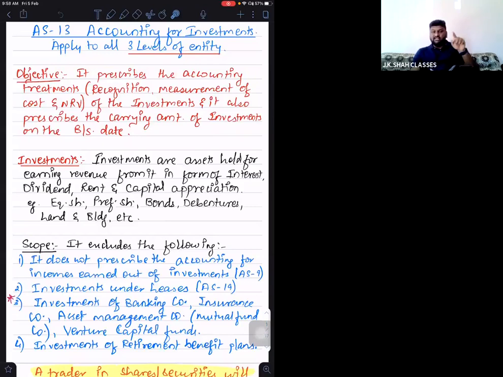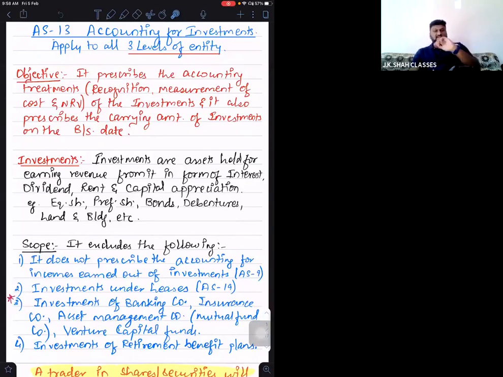Subsequent recognition means on 31st March you have to decide whether the investments which you have recorded should be shown at cost or any other value. Generally, it is cost or NRV, whichever is lower, the same point as you have in inventories. So as on 31st March, you will again decide what will be the carrying amount of investment. Should it be carried at cost only, or should it be valued at NRV? If it is valued at cost, no problem, because earlier also you recorded at cost. But what if the NRV is less than cost? Then you have to go with NRV, and the loss has to be recorded in the P&L account.